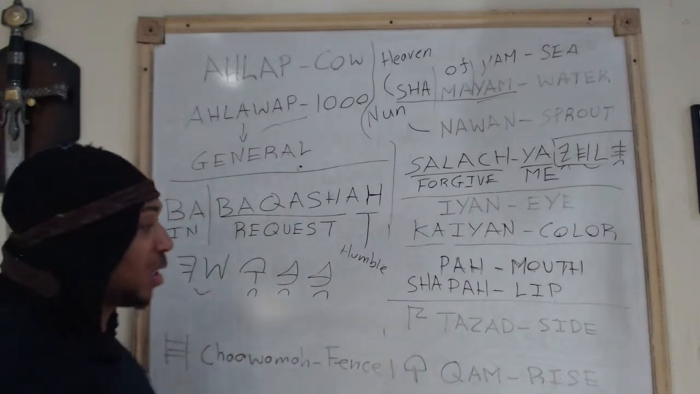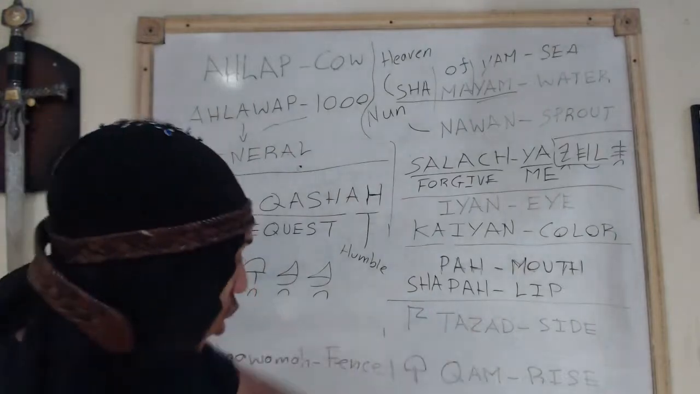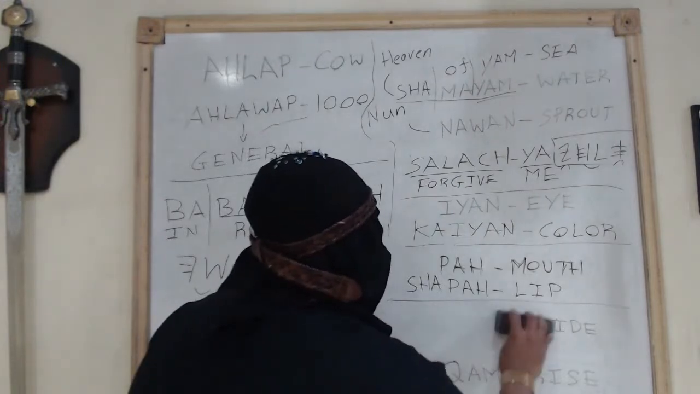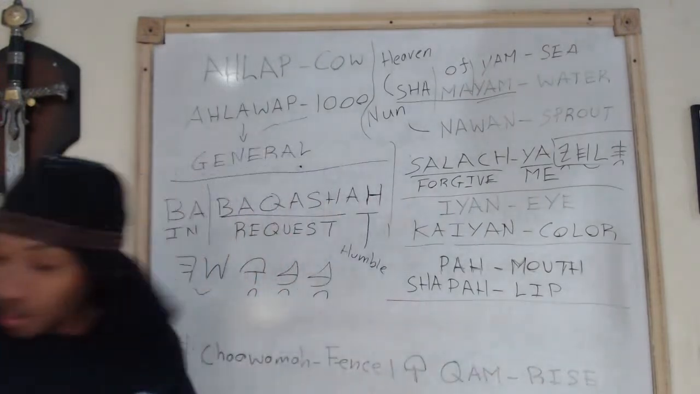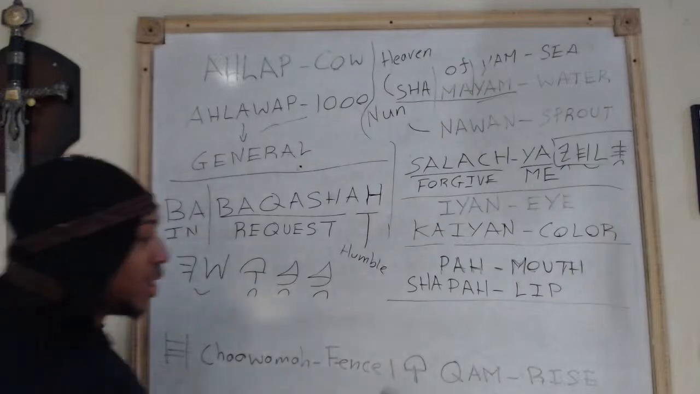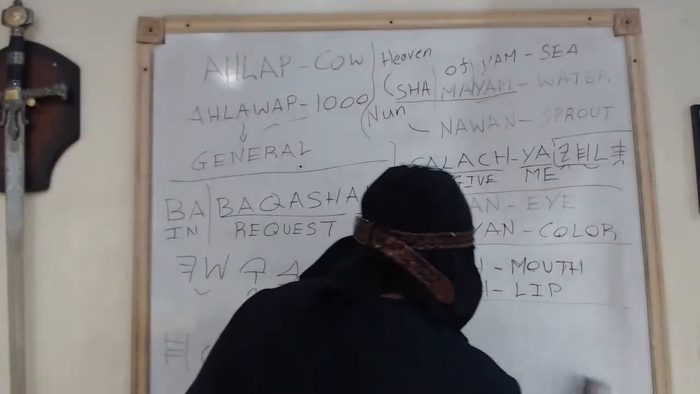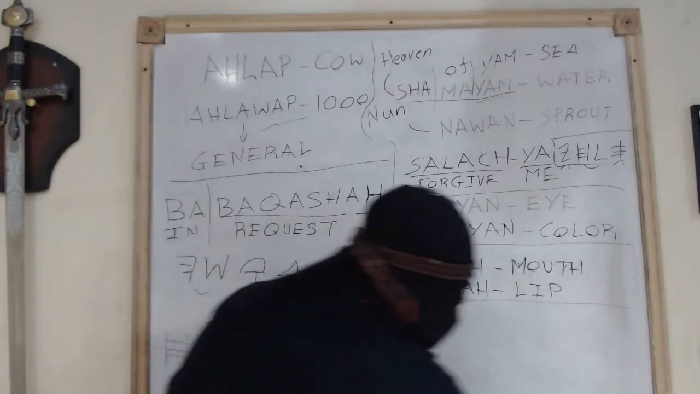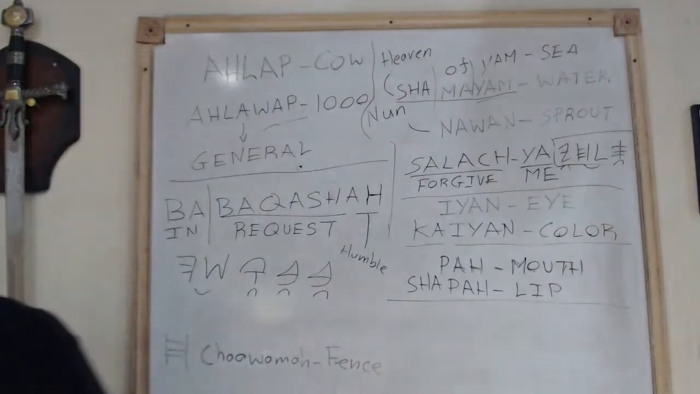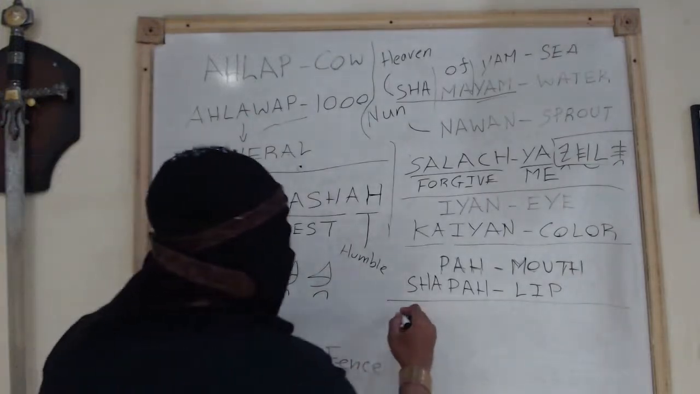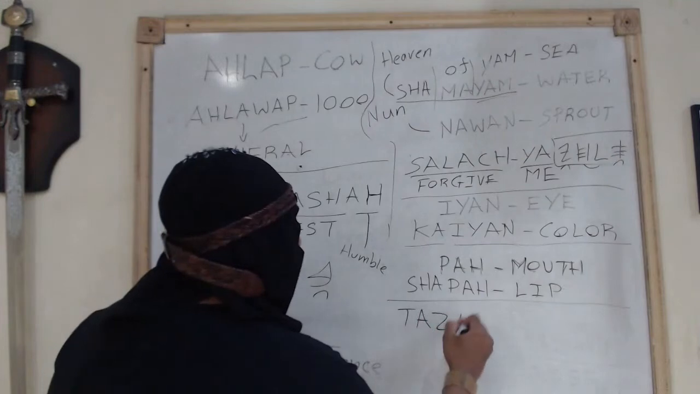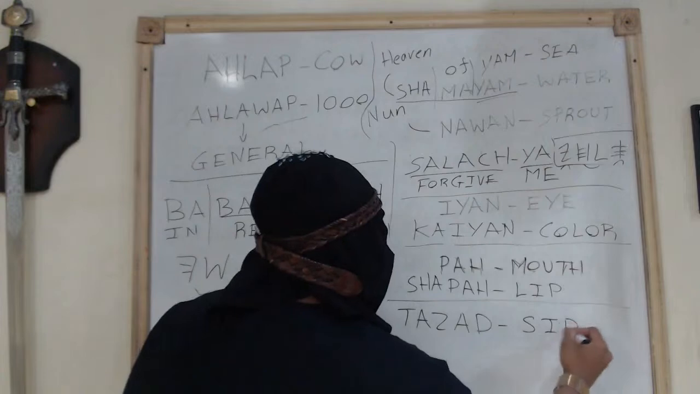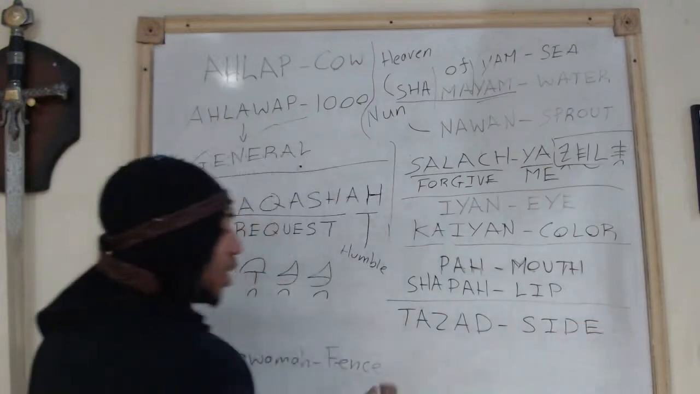All right, tazad. Do I want to do tazad? There's too much stuff that comes with tazad. Let me not do tazad. Kwam, we don't need kwam. Ash. Shan, ta, we don't need ta. Okay, let me do the tazad. The tazad is important. Tazad is side. Right? Tazad is side.